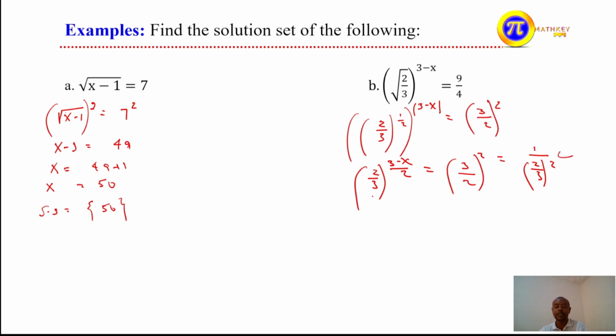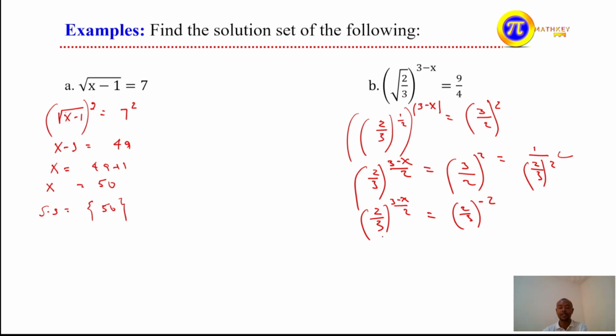To have the same base, we take what 3 over 2 squared means: 1 over (2 over 3) squared, which is equal to 2 over 3 the whole. What that means: 3 minus x over 2 is equal to what? You take this exponent to the numerator, it becomes 2 over 3 to the power of negative 2.